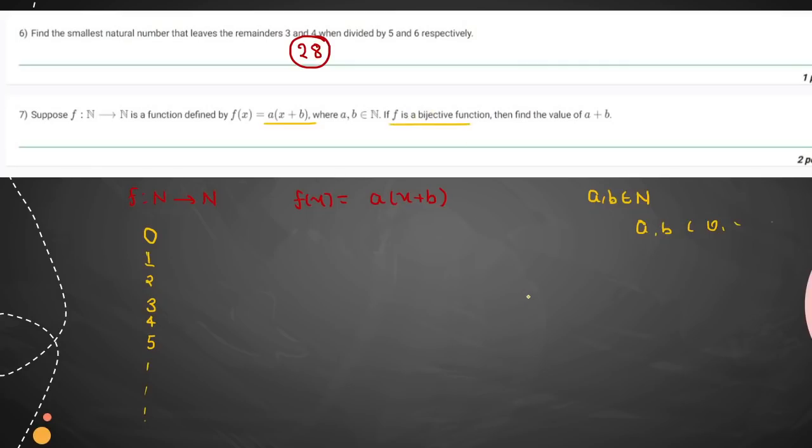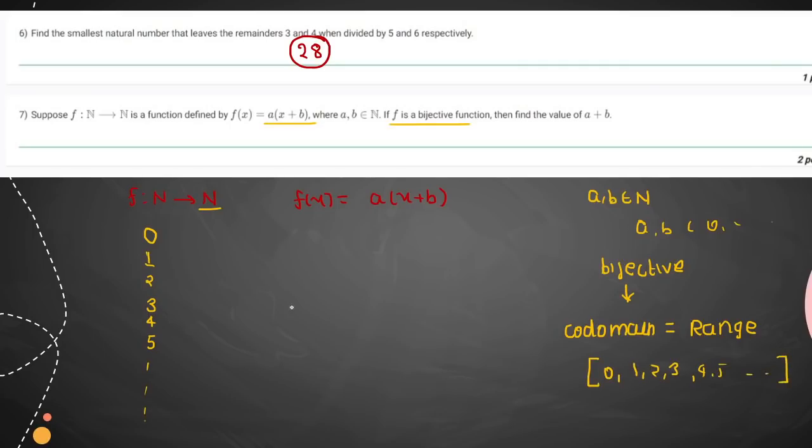And f is a bijective function, so that means bijective means codomain is equal to range. Okay, so range is natural number, so that means its range is 0, 1, 2, 3, 4, 5 and so on. And similarly the domain is also natural number, so domain is 0, 1, 2, 3, 4, 5 and so on. So we have to find the value of a plus b.